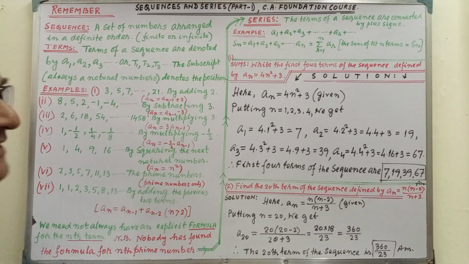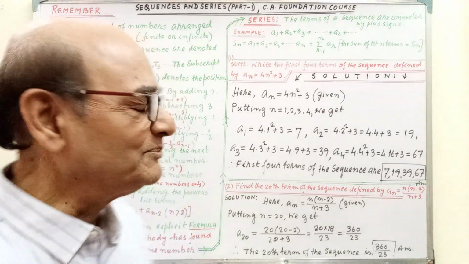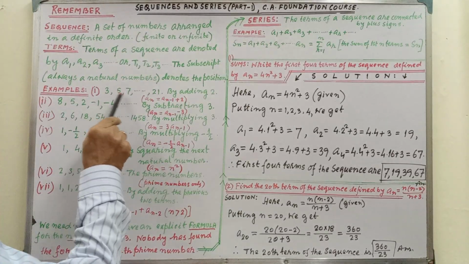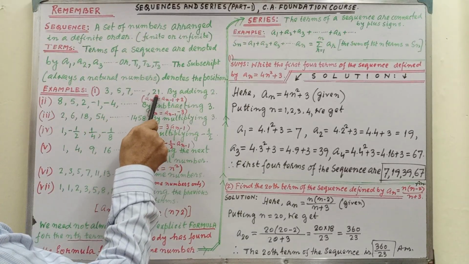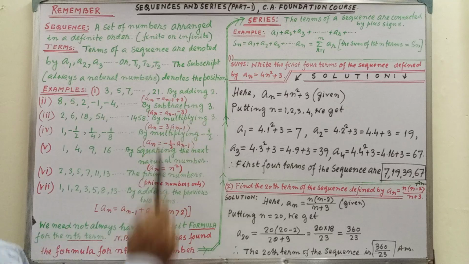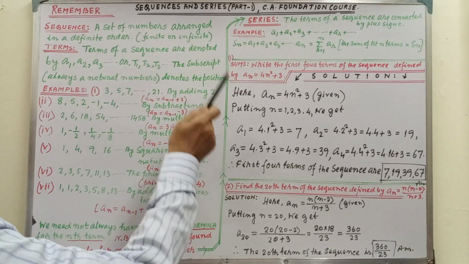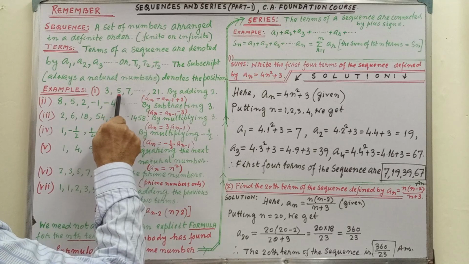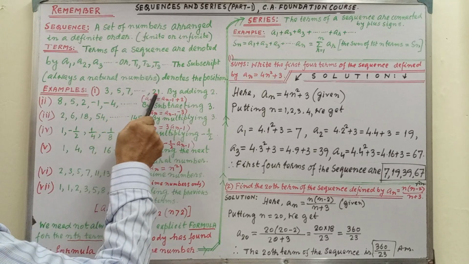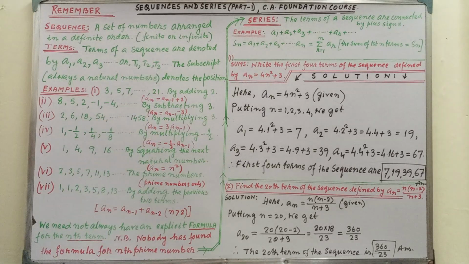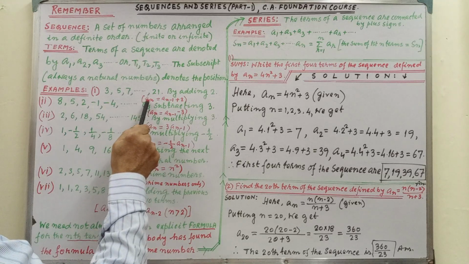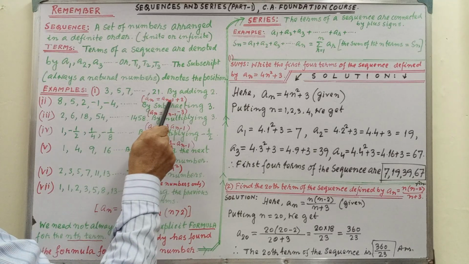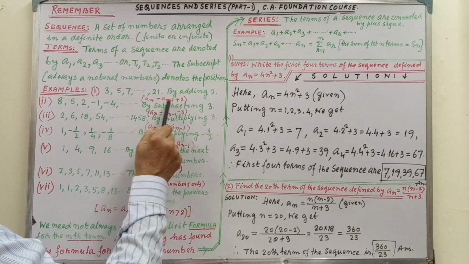Now, pay your attention on the example. 3, 5, 7 up to 21, by adding 2 with the previous term. First term is 3, by adding 2, we get 5, 5 plus 2 is 7. In this way, we are getting this sequence. And the nth term of the sequence is a_n equals a_(n-1), that is the previous term, plus 2.